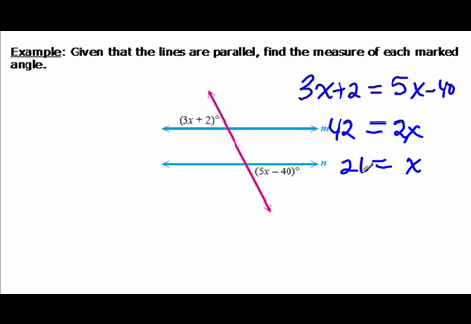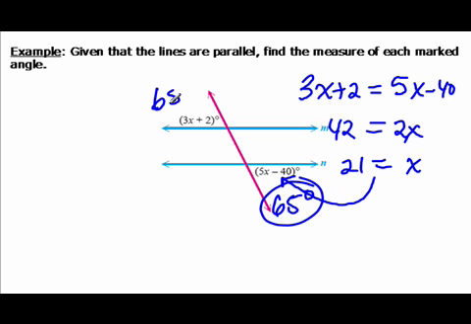Now they want us to actually find the angle measure, right? So I'm not finished yet. All I did was find x. Let's go ahead and substitute 21. Doesn't matter which one we use, right? Because they're equal to one another. So what's 5 times 21 minus 40? Looks like 105 minus 40. What is that? 65. So therefore the answer is 65 degrees.